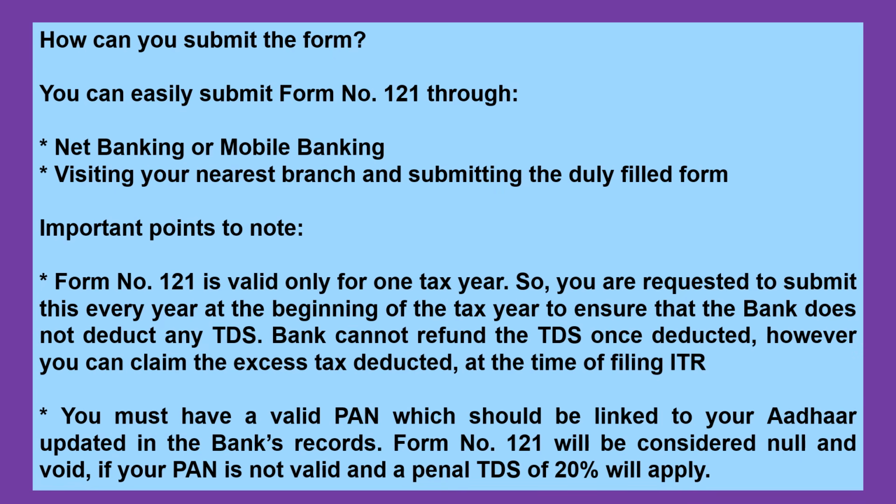Form number 121 is valid only for one tax year, so you are requested to submit this every year at the beginning of the tax year to ensure that the bank does not deduct any TDS. Bank cannot refund the TDS once deducted. However, you can claim the excess tax deducted at the time of filing ITR. You must have a valid PAN which should be linked to your Aadhaar and updated in the bank's records. Form number 121 will be considered null and void if your PAN is not valid, and a penalty TDS of 20% will apply.